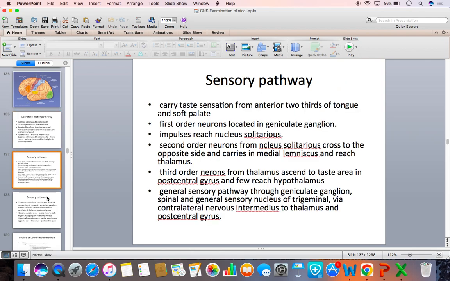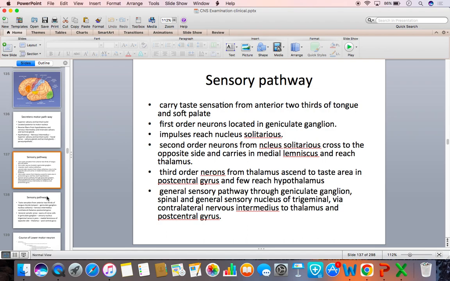The sensory pathways, there are two types: special sensory, that is taste sensation from the anterior two-thirds of the tongue, carried by the chorda tympani nerve, which will join the facial nerve. From there, the axons enter the pons and synapse in the nucleus solitarius.